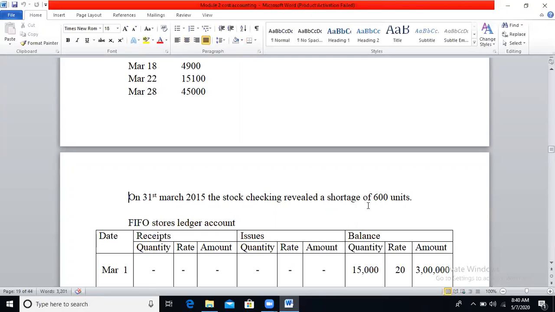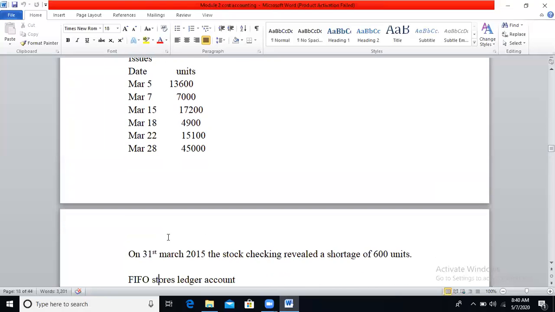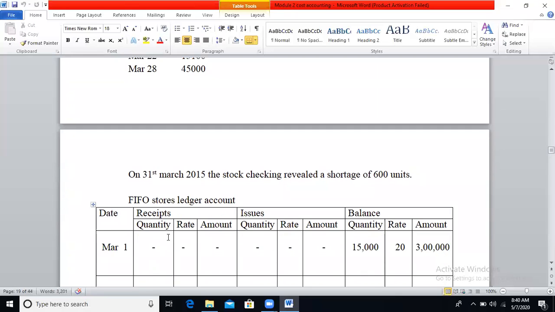Now, see, first you need to order the dates because the dates are not in chronological order. So first order the dates. The first is opening balance, March 1st, March 2nd purchase, March 4th purchase. Next is March 5th issue, March 7th issue, March 8th purchase, March 15th issue, March 18th issue, March 22nd issue, March 24th purchase, March 25th purchase, March 28th issue, and finally on March 31st we are having shortage units. So let's consider the transactions and prepare the FIFO ledger account.